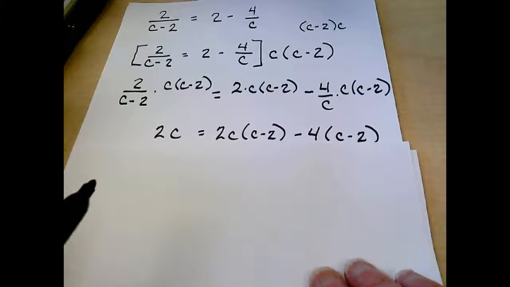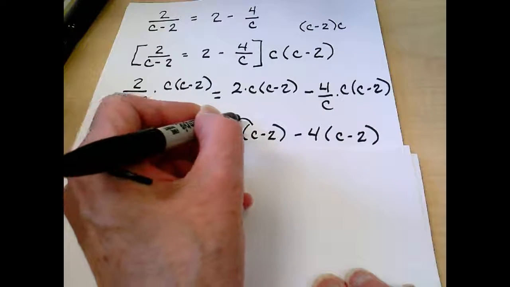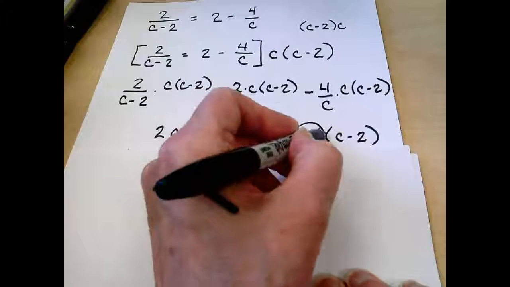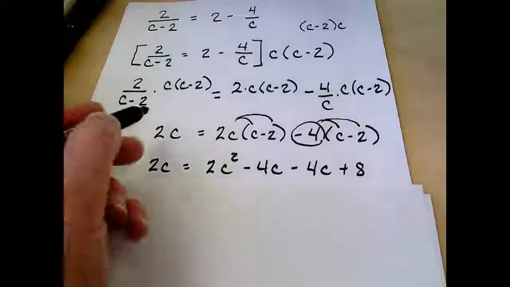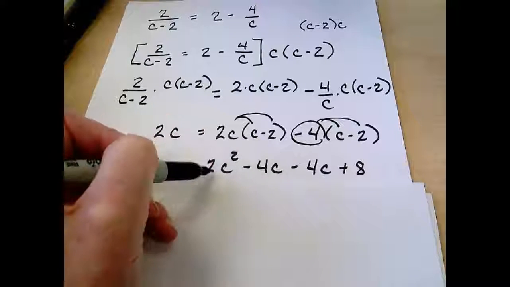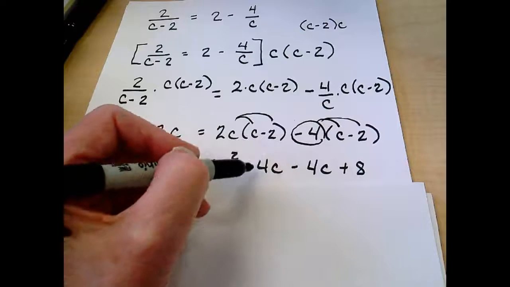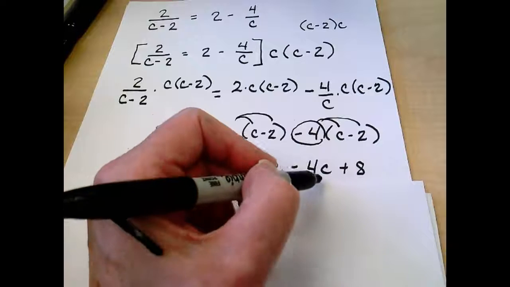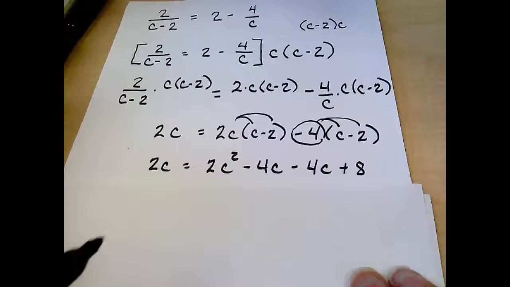The c's cancel in this term and leave me with negative 4 times c minus 2. So now I have to simplify this. So I'm going to distribute the 2c times c and the 2c times the 2, then take the negative 4, distribute it. So when I do that, the 2c equals 2c times c is 2c squared. 2c times negative 2 is negative 4c. Negative 4 times c is negative 4c. And negative 4 times negative 2 is positive 8.